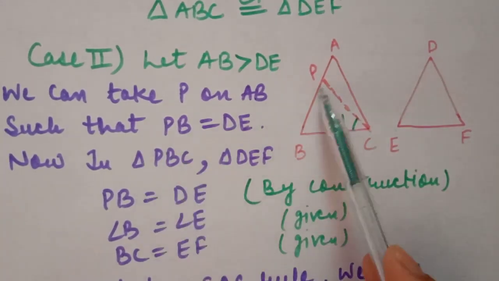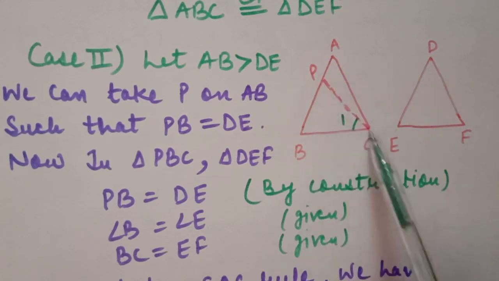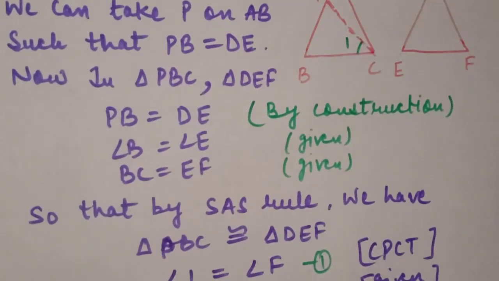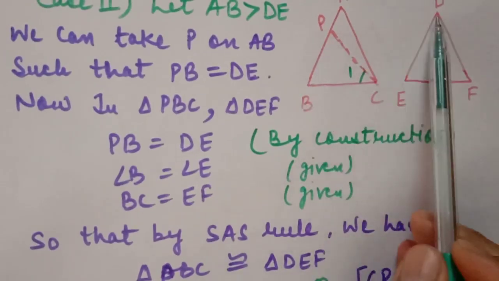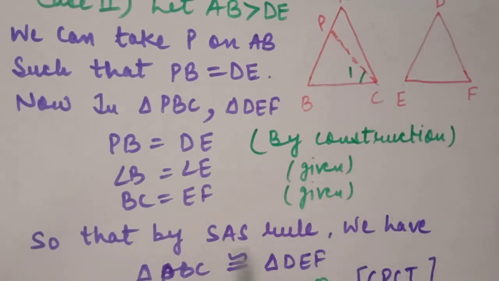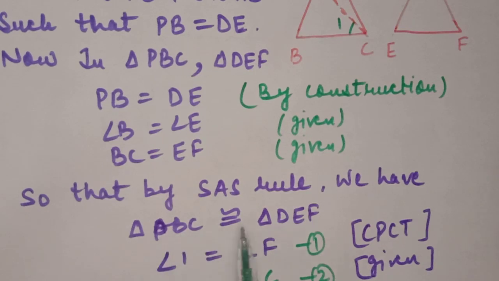So we will take these two triangles, this small triangle PBC and this triangle DEF. In these two triangles, PB is equal to DE by construction. Angle B, angle E are equal, given. BC is equal to EF, it is already given. So by SAS rule, PB, DE, angle B, angle E, BC, EF, we have triangle PBC congruent to triangle DEF.